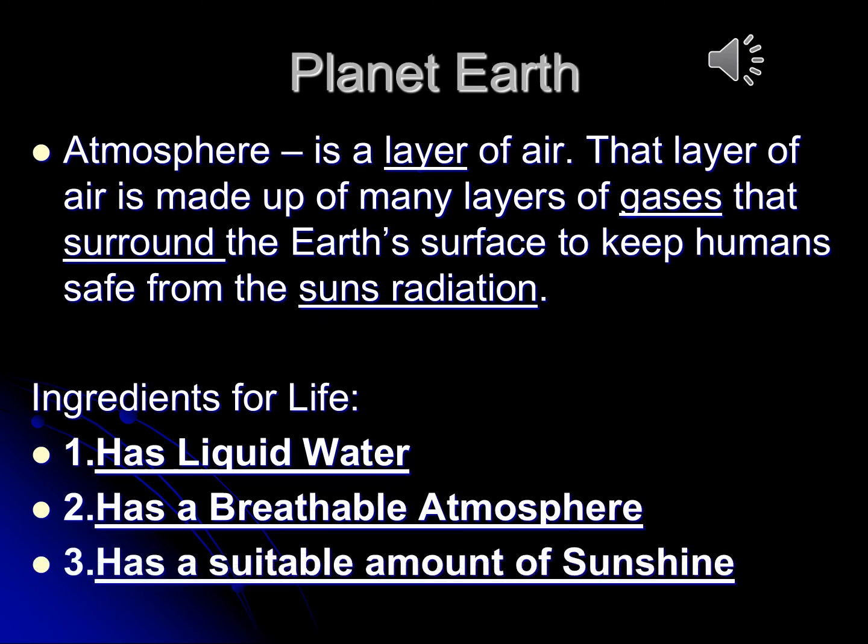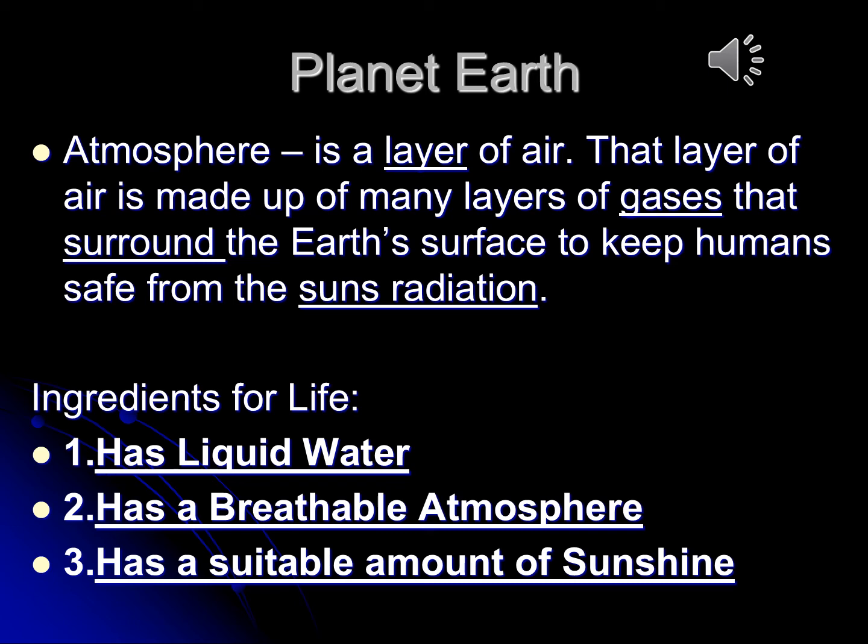In this next slide, we're going to talk about our home sweet home. Yeah, go planet Earth. Planet Earth has an atmosphere. An atmosphere is basically a layer of Earth. That layer of air is made up of many layers of gases that surround the Earth's surface. This layer actually helps keep humans safe from the sun's radiation. If we did not have this atmosphere, we would not be protected.